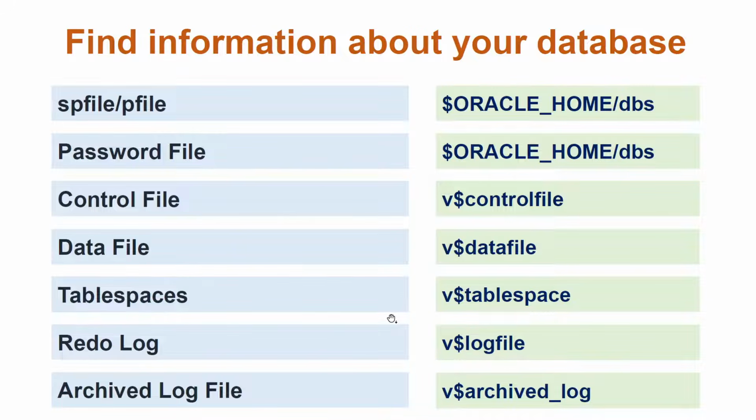Now, how do you find information about your database, like where everything is located? As I mentioned, the parameter file is located under the Oracle Home dbs. The password file is also located under the Oracle Home dbs. The control file you can find from v$controlfile. The data file you can find from v$datafile. Tablespaces you can find from v$tablespace. The redo log you can find from v$logfile, and the archived log files you can find from v$archived_log. So these are some of the views that you can use to get information about your database.